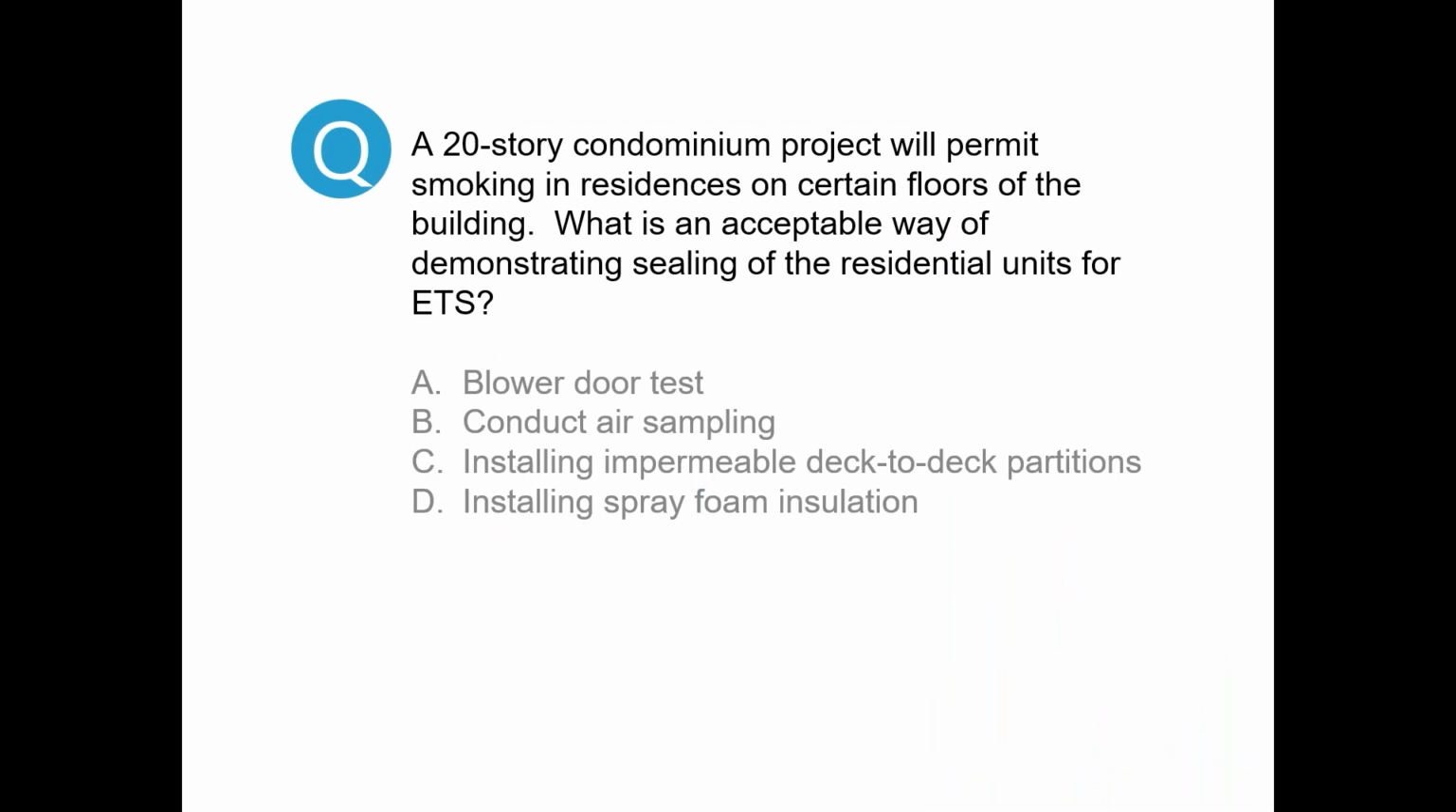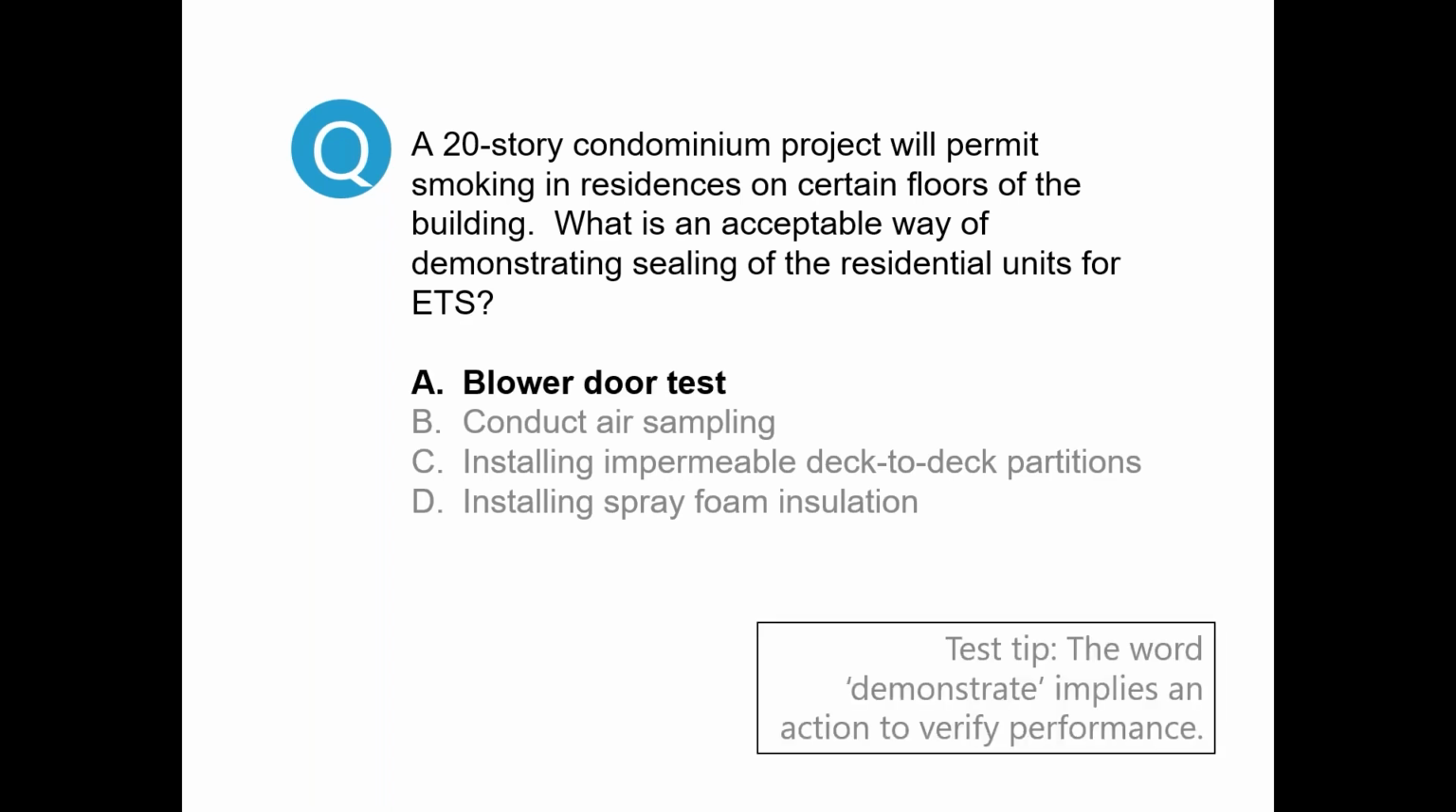So as a quick example, you've got a 20-story condominium project that will permit smoking in residences on certain floors of the building. What's an acceptable way of demonstrating sealing of the residential units for environmental tobacco smoke control? So take a look at the answers. We've got A, blower door test, B, conduct air sampling, C, installing impermeable deck-to-deck partitions, or D, installing spray foam insulation.